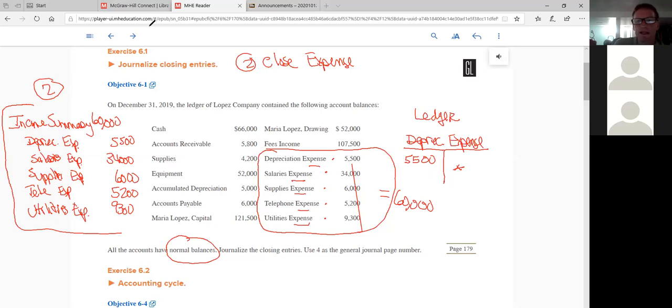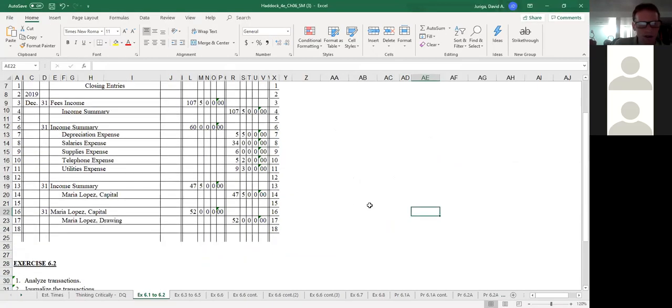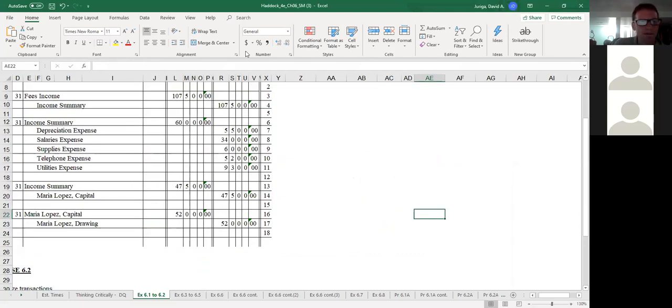So having said that, let me now go. And now I just want you to look at the second entry. And hopefully this makes sense now. Do you see how here's income summary, there's the debit, there's the 60,000, and then notice you've got depreciation expense, you've got salaries, you've got supplies, telephone, utilities, and of course, this is just one entry right here. That's one compound entry.